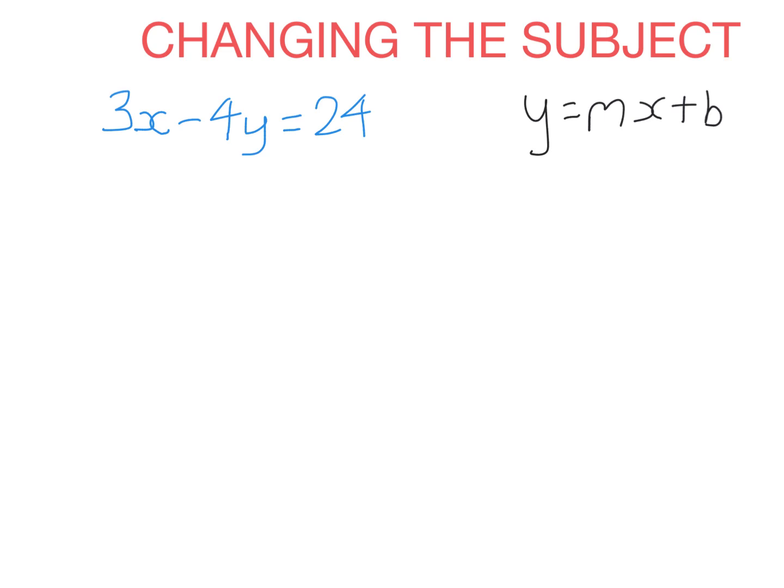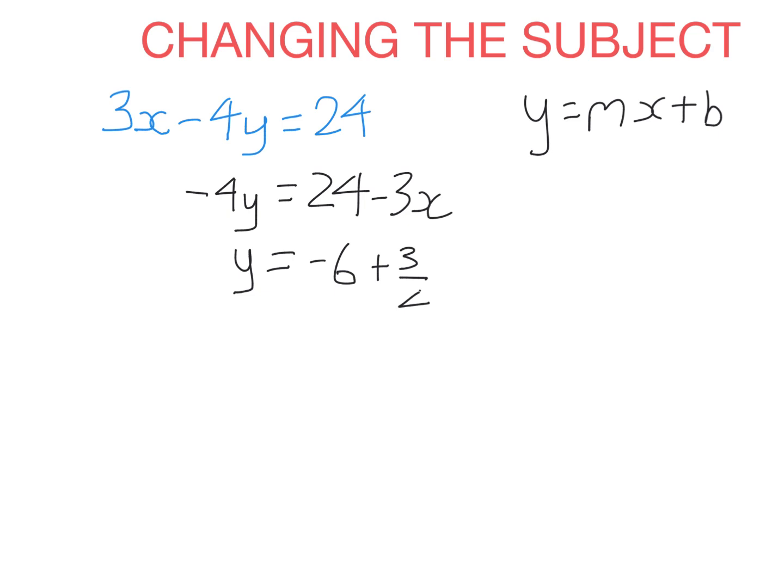Well, we just treat this like an equation and undo everything that's been done to, in this case, y. So what I would do first is subtract 3x from both sides, and then we simply divide each side by -4. So you've got to divide everything by -4. Divide -4y by -4, we divide 24 by -4, and we divide -3x by -4, so it becomes positive. So now it's in this form. We know that the gradient's 3/4, the y-intercept is 6.